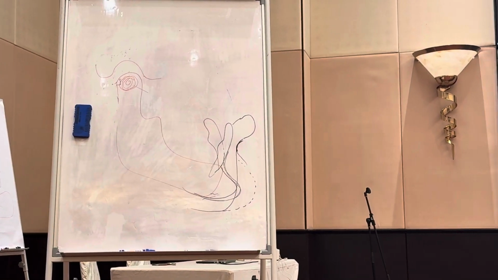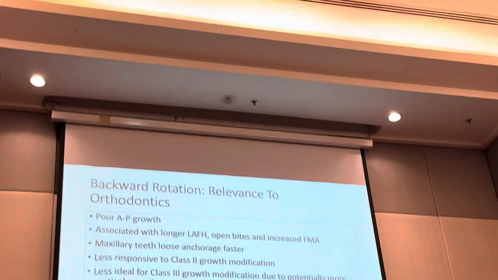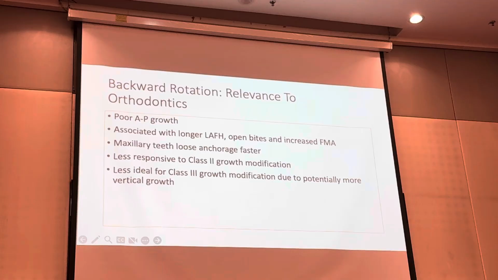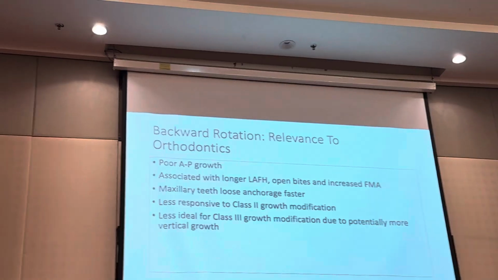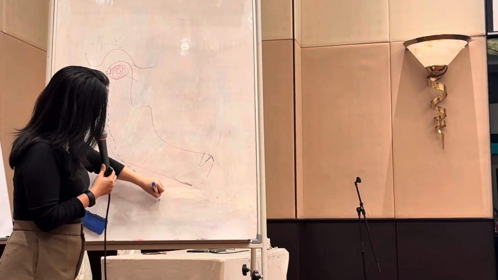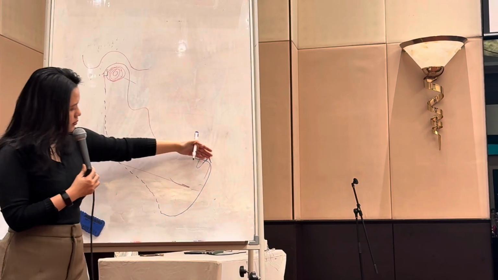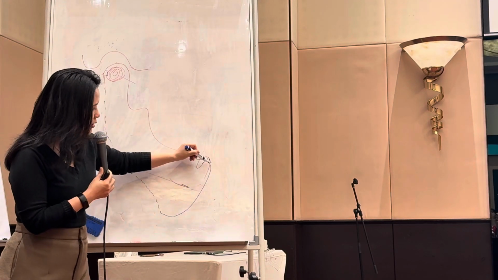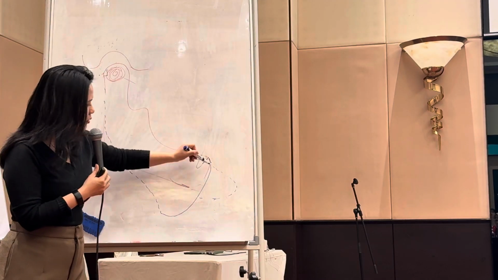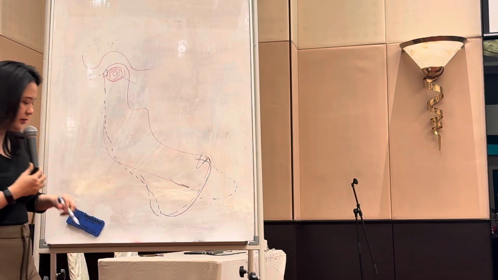What about backward rotation? In relevance to orthodontics, number one, we have poor AP growth. Patients with backward rotation are the opposite. It will eventually grow this way. Your jaw swings down this way. Can you see that? No chin at all, no nice chin. Forward growth rotation, it will grow this way. Backward growth rotation, it will grow downwards this way.